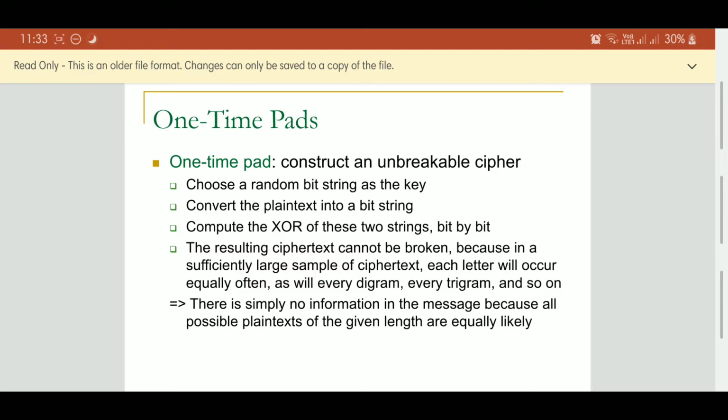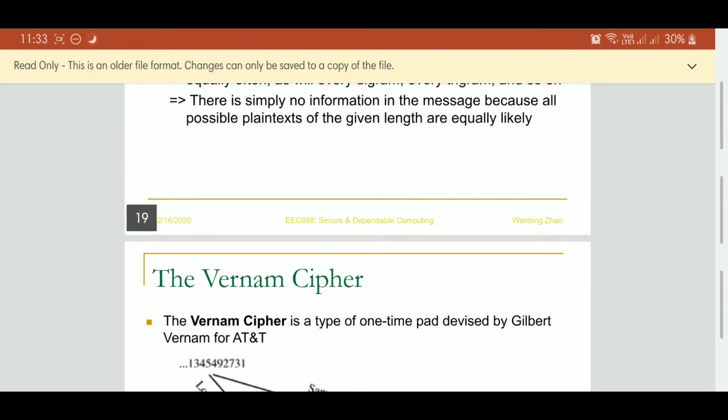The resulting ciphertext cannot be broken because in a sufficiently large sample of ciphertext, each letter will occur equally often, as will every digram, every trigram, and so on. There is simply no information in the message because all possible plain texts of the given length are equally likely.